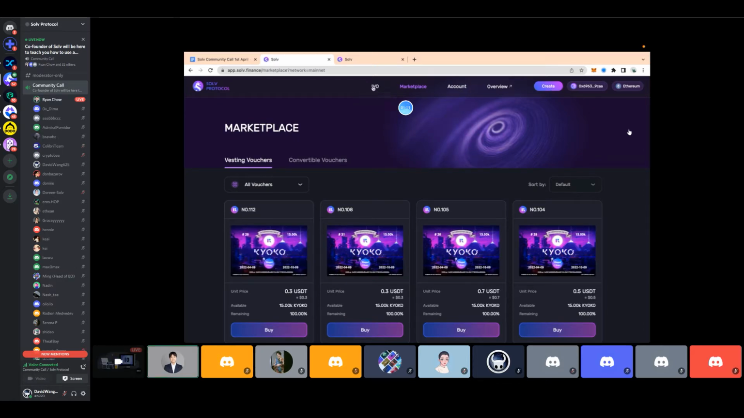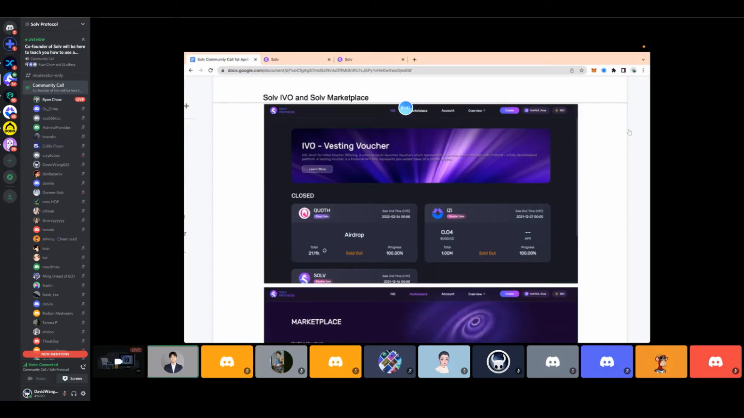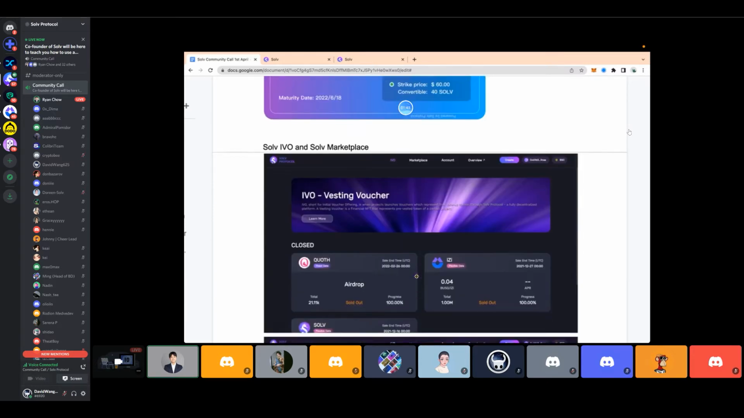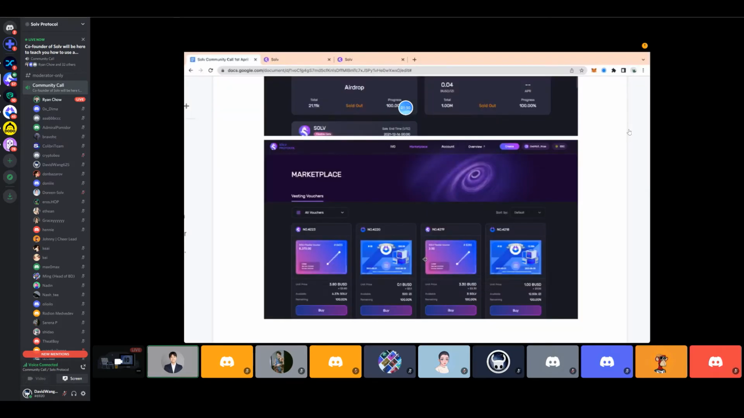And also you can come to IVO to participate in some initial voucher offerings conducted by DAOs and some very quality DeFi projects. Or you can participate in the marketplace to trade your vouchers freely. So it's all about vouchers. And let's go back to here. IVO is the primary market for Solv vouchers. A lot of projects would offer their vesting vouchers or convertible vouchers or bond vouchers on this page. So that's IVO. And marketplace is a secondary market for vouchers.